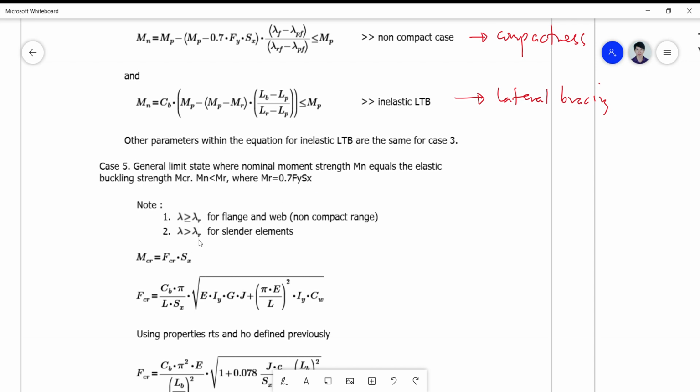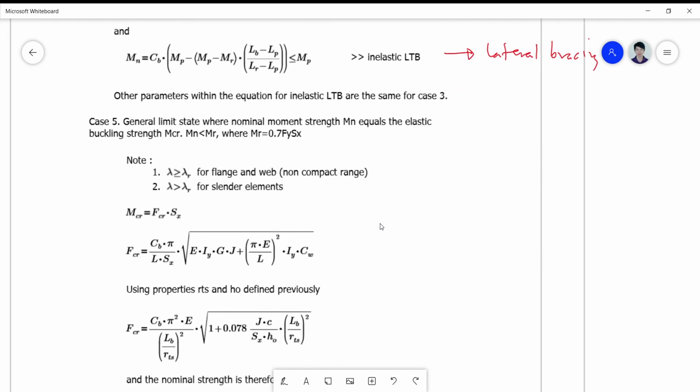And the conditions into which this case 5 is considered, it falls on your lambda being greater than the non-compact range, lambda R, both for the flange and the web, and all the other slender elements. So MCR is now equivalent simply with your FCR multiplied by SX, where FCR is given in this formula. So simply CB pi over L SX.